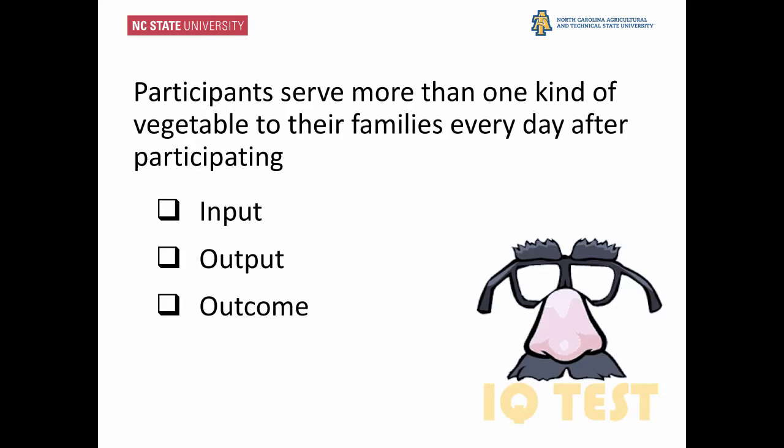Let's test your logic model IQ and see if you can identify inputs, outputs, and outcomes. Participants serve more than one kind of vegetable to their families every day after participating. Is this an input, an output, or an outcome? This is an outcome, specifically a behavior change. As a result of attending the program, the participants have taken action, changed their behavior, and are serving more than one kind of vegetable to their families.